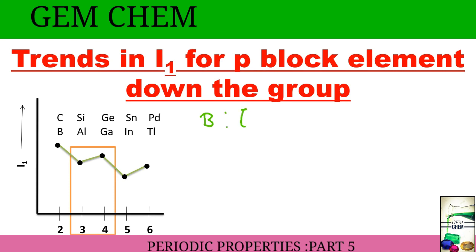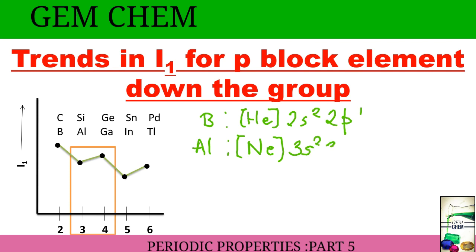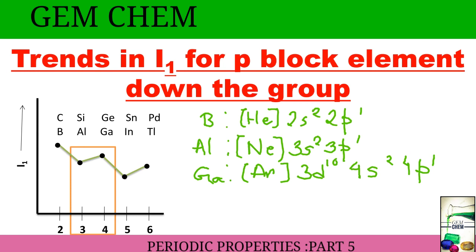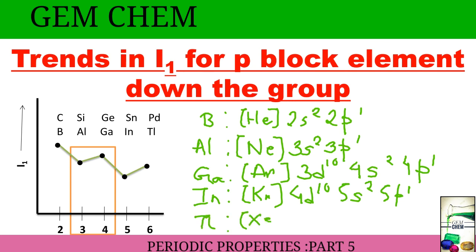That is, for boron it is helium 2s2 2p1. For aluminium it is neon 3s2 3p1, gallium argon 3d10 4s2 4p1. For indium it is krypton 4d10 5s2 5p1, and for thallium it is xenon 4f14 5d10 6s2 6p1. Here we can see f orbital contraction. So from the electronic configuration it is evident that the principal quantum number increases from aluminium to gallium, right?